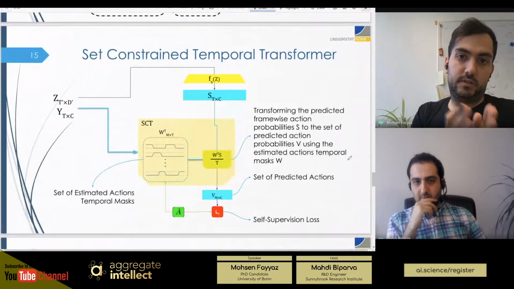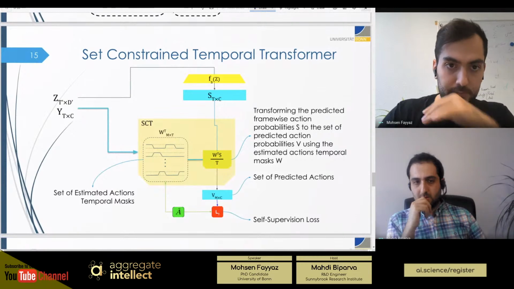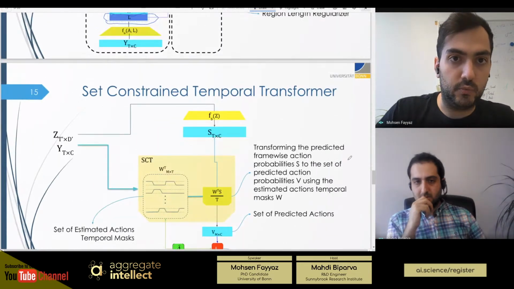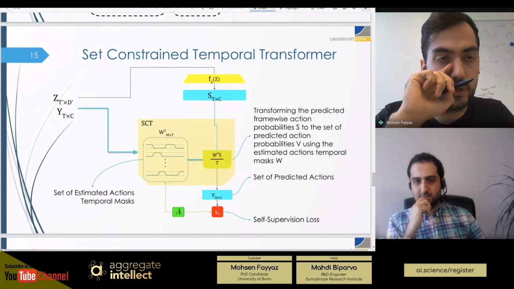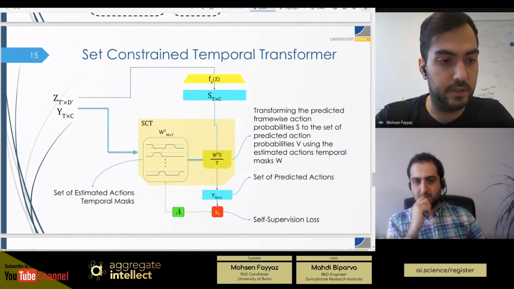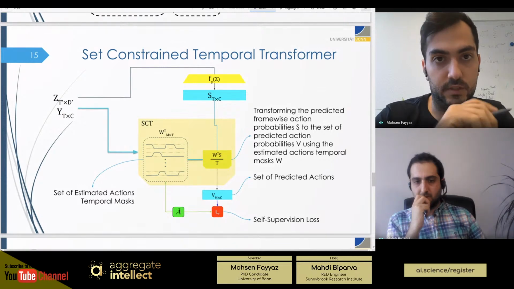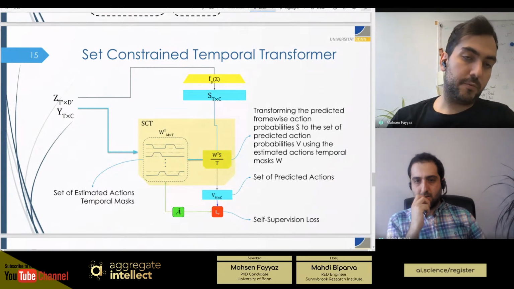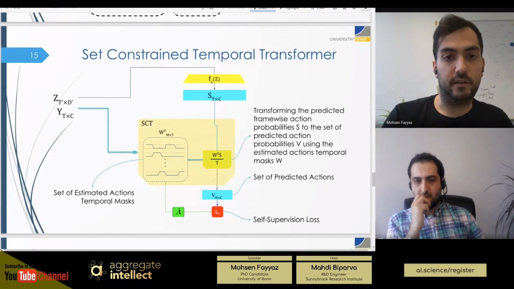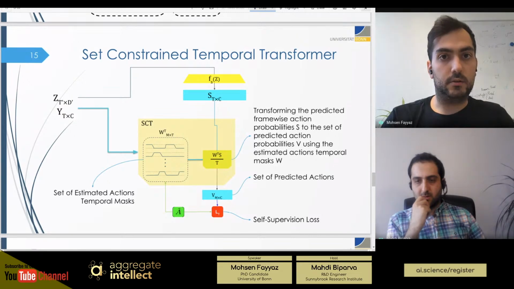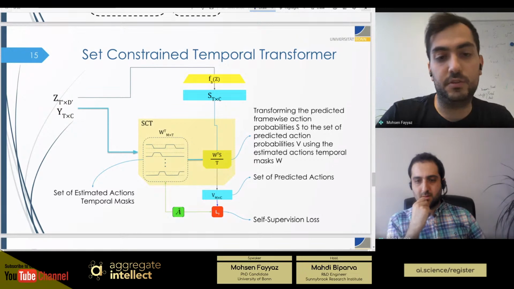Here we use our set constraint temporal transformer. As we said, Y is the predicted action probabilities based on the input X to the network. And we said that everything is differentiable. So if we can somehow backpropagate through Y, we will definitely also backpropagate through FL. So we can also train our length estimator network. So what can we do here?